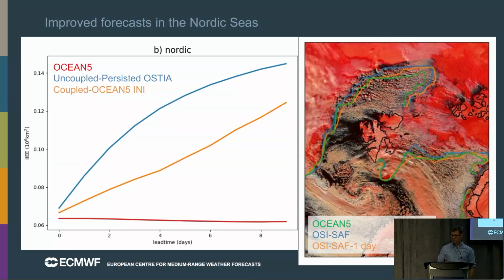This is the lead time perspective for the same region I was showing before. The blue is showing the uncoupled persisted sea ice, where the error areas grow quite rapidly over time. And in the coupled forecasting system, this shows that it's more skillful at all lead times. Allowing the sea ice to evolve dynamically is always improving the position of the sea ice edge.